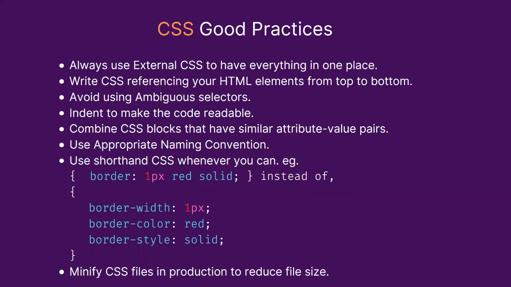So use shorthand CSS wherever you can. CSS is versatile in a way that it gives you options to write shorthand for different properties. For example, if we look at the border property, where you want to create a border for an element, the longhand is as you see down here: border width 1 pixel, border color red, border style solid. But CSS also supports shorthand. You could just say 1 pixel red solid. CSS is smart enough to understand that if you say 1 pixel, you mean border width, if you say red, you mean the border color, and if you say solid, you mean the border style.